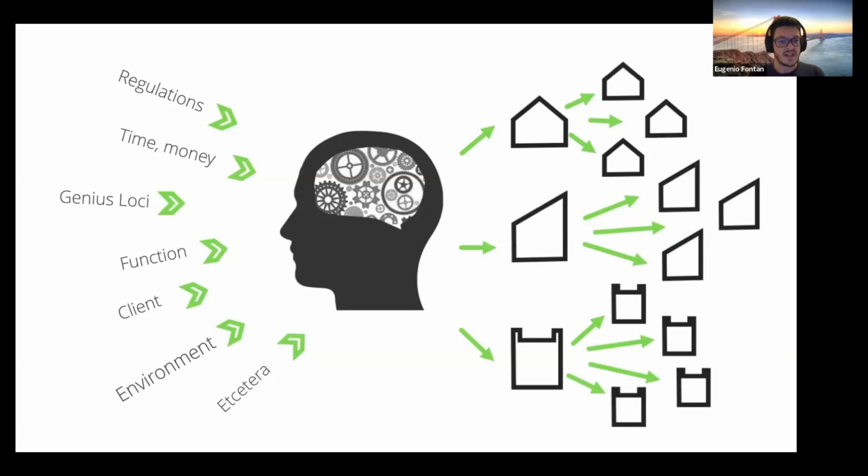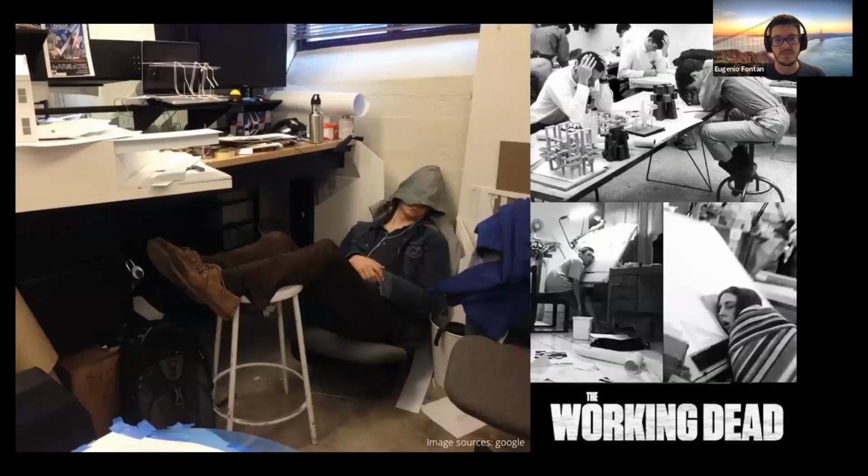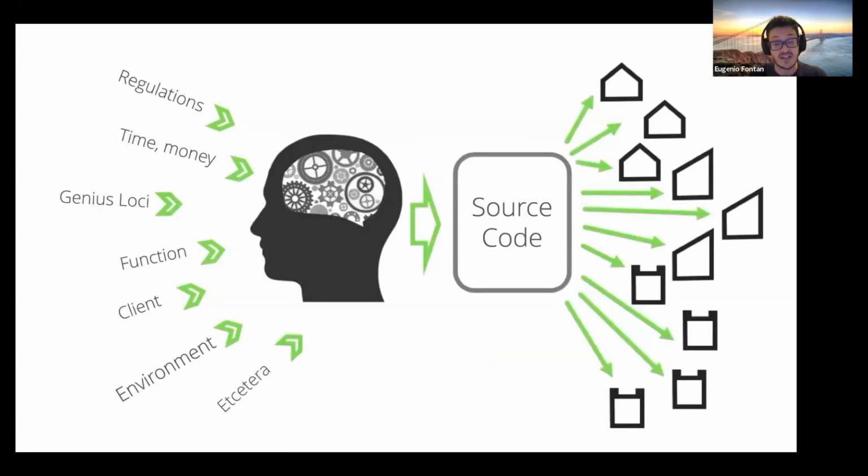So usually as architects, we get a lot of inputs like regulation, time, money, function, client, environment, a lot of different aspects that we need to solve. And then we come with solutions, with projects and proposals. But of course, we all know that we architects have a very, very tough life already early from university, but also in our professional life, we end up working very, very hard.